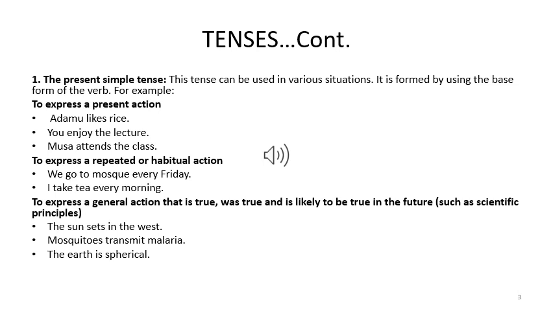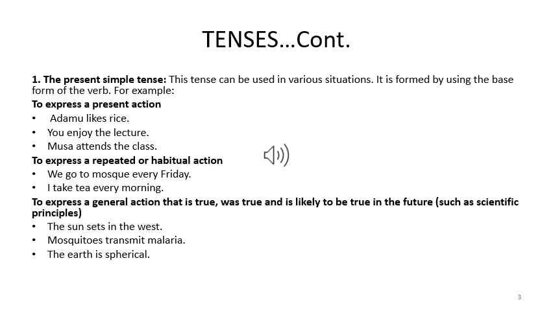So this is called the present simple tense, and it is expressing a present action, something that is constantly present. Adamu likes rice. This is not something that is going to stop. You enjoy the lecture. When you speak about enjoying something, I enjoy this or I enjoy that, it means it is something that is constantly present. So this is called the present simple tense.